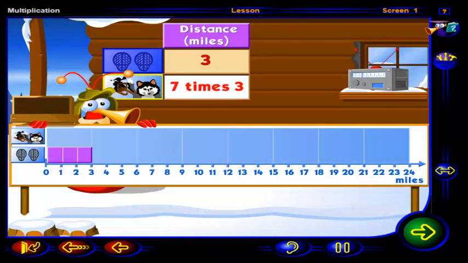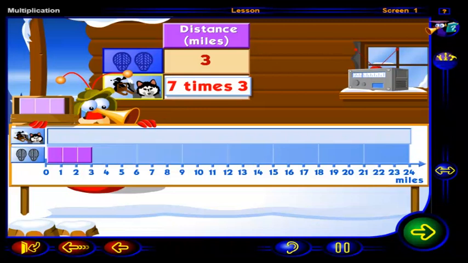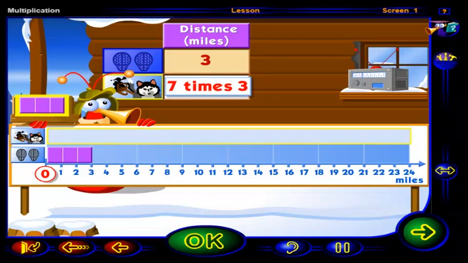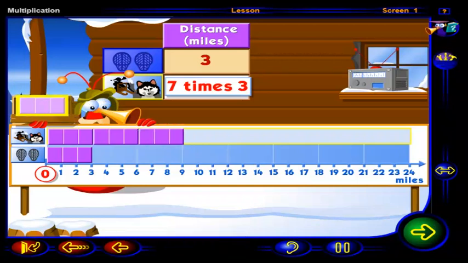So, how many bars do we need to show 7 times 3 miles? Starting at 0, drag as many bars as you need here to show a distance of 7 times 3 miles. Then click OK. You need more bars than that. Try again.